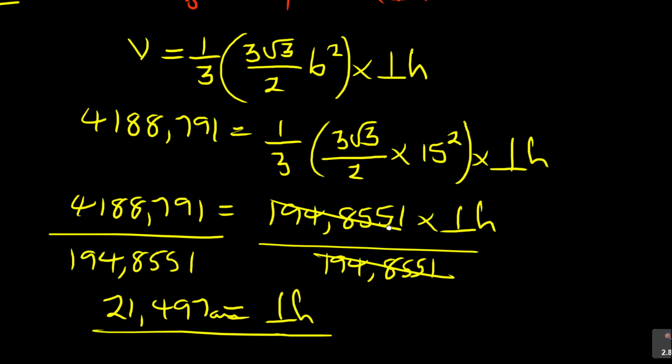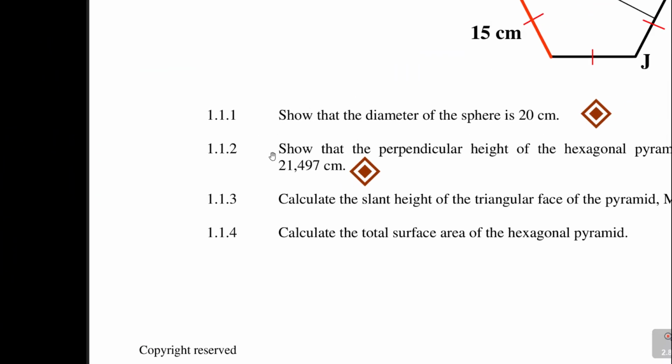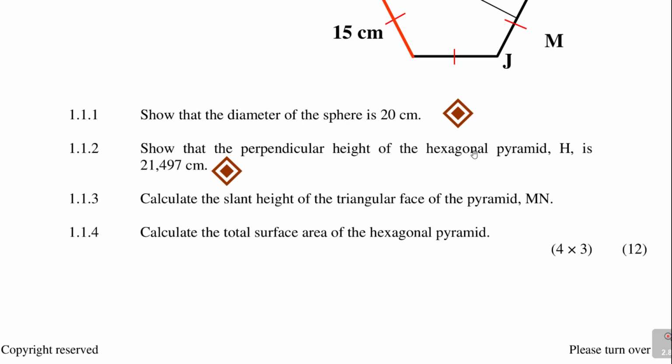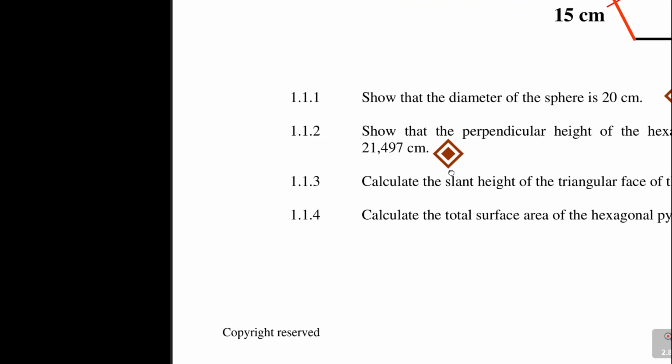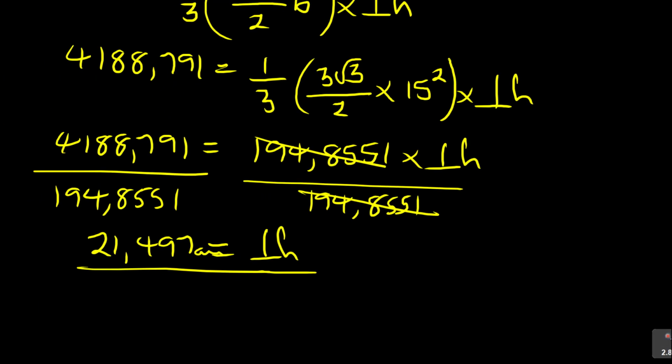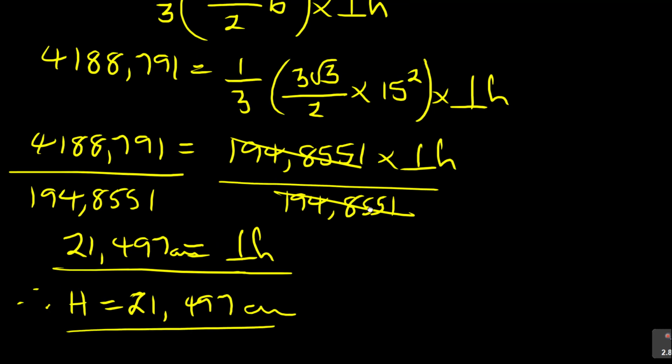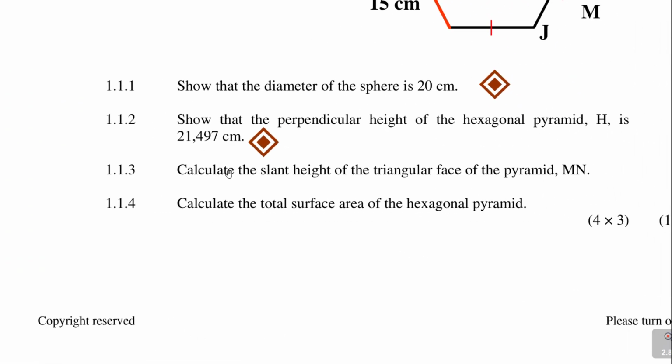So let's check the answer. They say we must show that the perpendicular height of the hexagonal pyramid H is 21,497 centimeters. So you can say, therefore, H is equal to 21,497 centimeters. Are you getting that? So it's done.